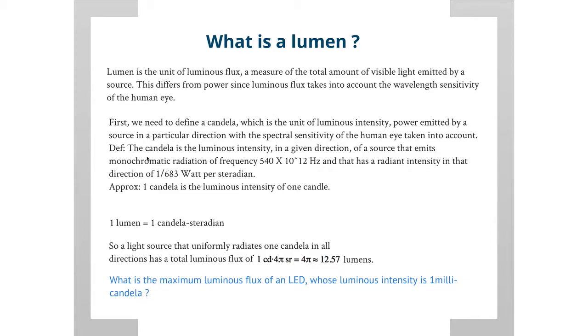The formal definition is the following. The candela is the luminous intensity in a given direction of a source that emits monochromatic radiation of a certain frequency. Not important, it's green light. And that has the radiant intensity in that direction of 1 over 683 watts per steradian. Now, what does that mean? So I missed one unit here, which is steradian. And we'll see what this means in a second.